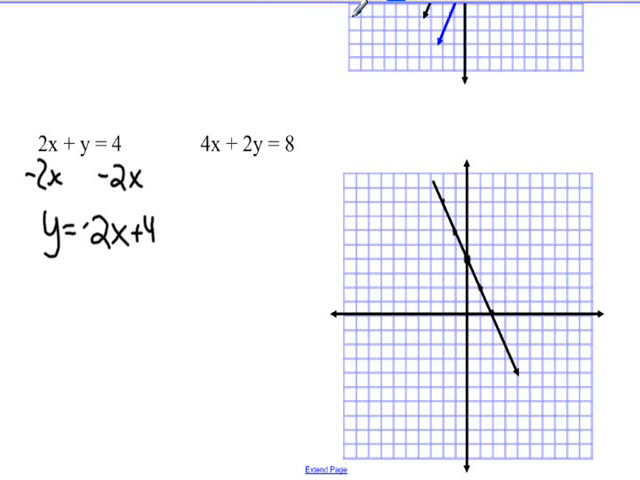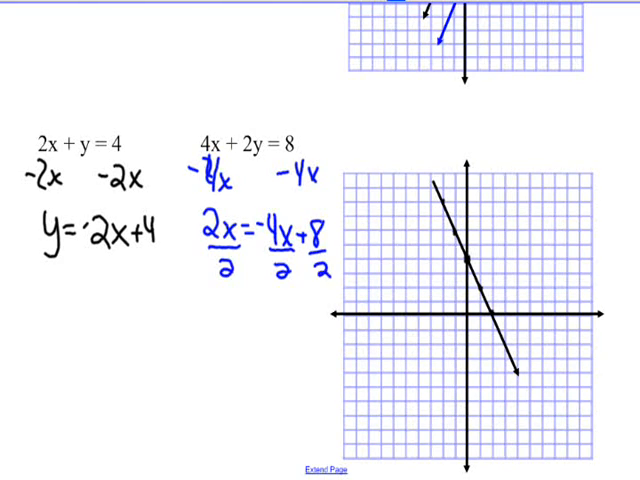Okay, and the next one we also want to solve for y. Subtract our 4x. 2y equals -4x plus 8. Divide by 2. Y equals -2x plus 4. That's exactly the same line we just graphed. So it's going to lay right here on top of that line.